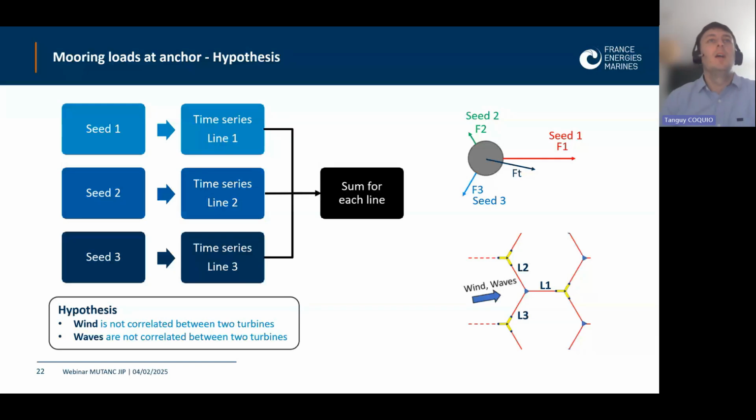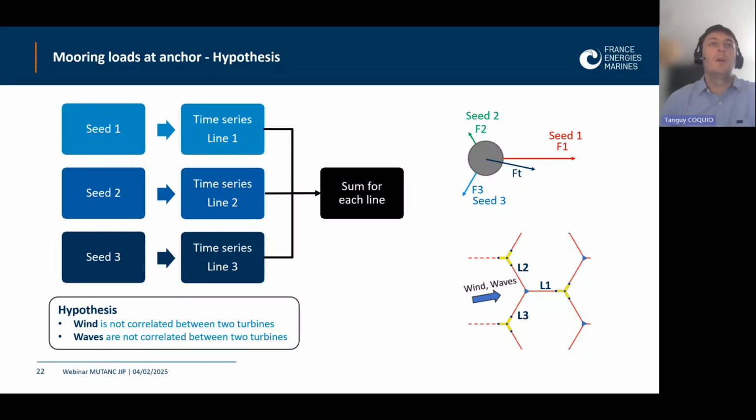I will now move on to what is interesting for this subject, the shared loads at anchors. You have to know that during this project, we did not perform a time domain analysis with several turbines and floaters at the same time in the simulation. We always targeted only one floating turbine, and took advantage of the fact that we are running 6 seeds for each configuration to produce the shared mooring loads at the anchor.